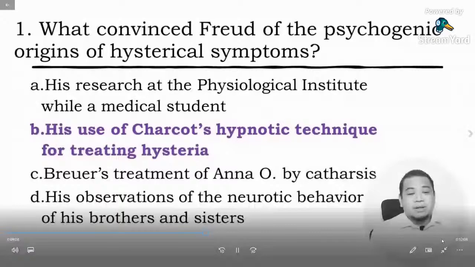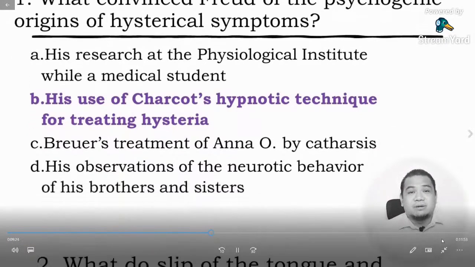So yung sinasabi natin dito na hysteria, ito ngayon yung tinatawag natin na FNSD or Functional Neurological Symptom Disorder. Na another term na ginagamit natin ay conversion disorder.